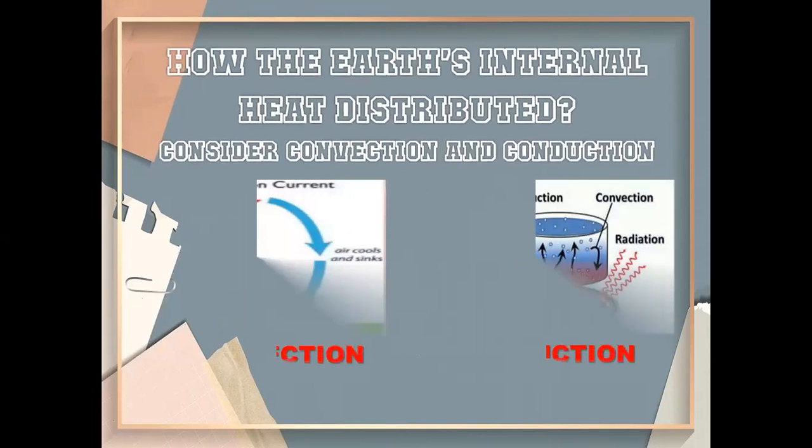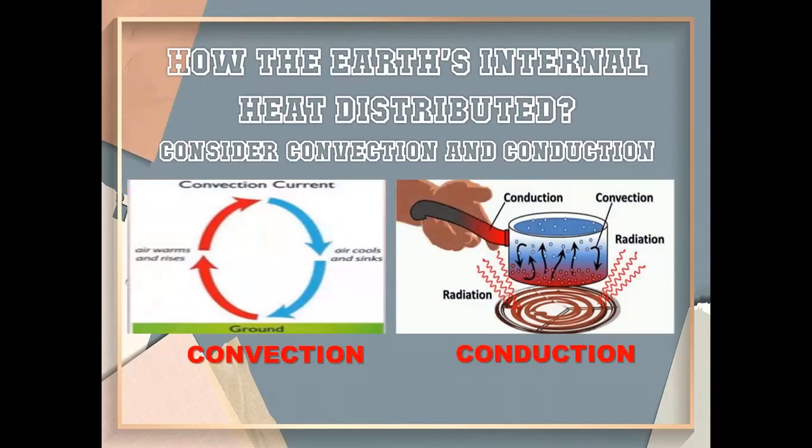So how is the Earth's internal heat distributed? We have to consider convection and conduction. Convection: when a fluid such as air or liquid is heated and then travels away from the source, it carries the thermal energy along. This type of heat transfer is called convection. The fluid above a hot surface expands, becomes less dense, and rises, circulating heat. If we look at the convection image, it is cyclical. From the ground, air warms and rises, then air cools and sinks.